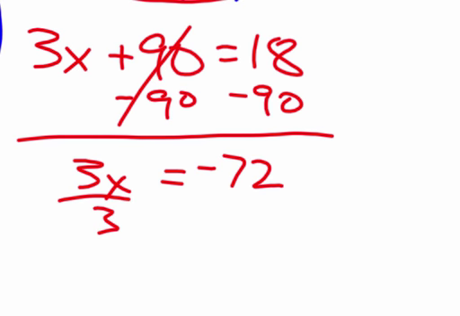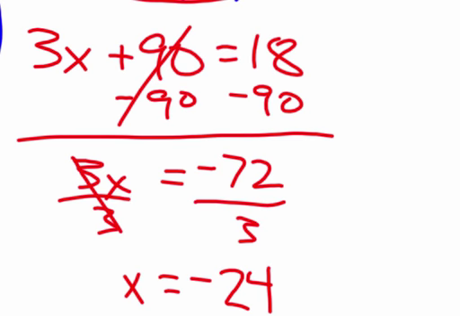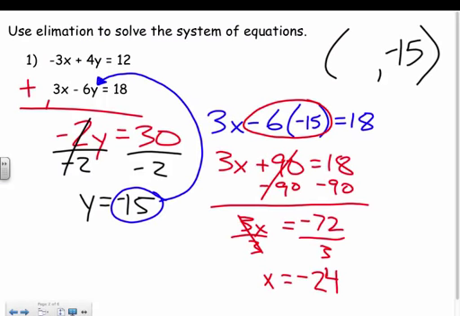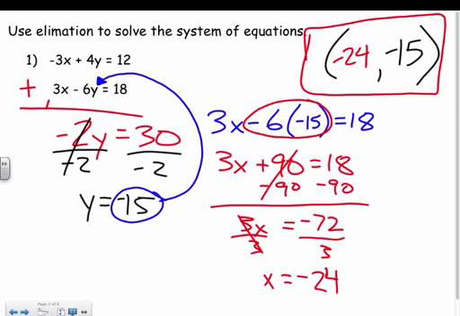And divide by 3. The 3's cancel. We're left with x equals negative, what? 24. So that's my x value, negative 24. So there's my solution, the ordered pair negative 24, negative 15.